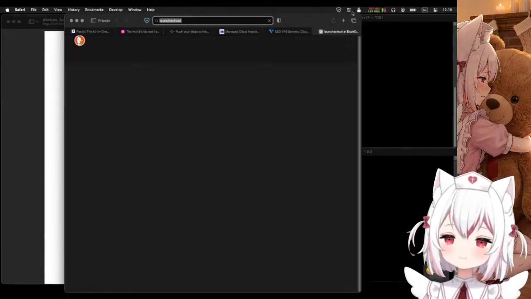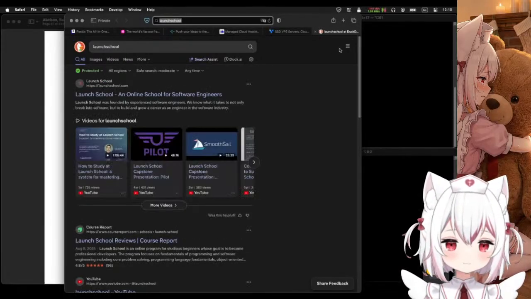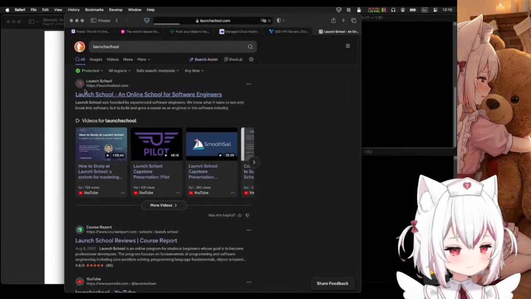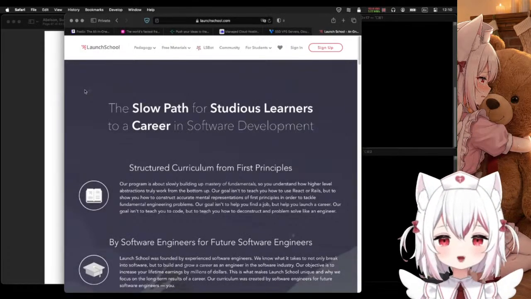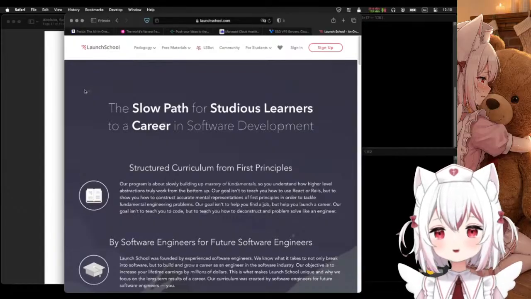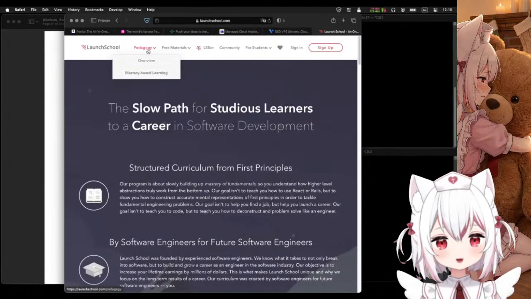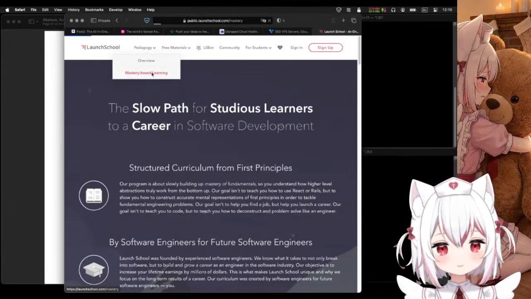There's this program called Launch School that I really like because I fell for the marketing. But I can't afford it because it's too expensive. It's $200 a month. It's so expensive. But it's about mastery based learning.